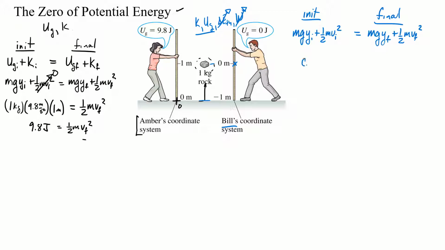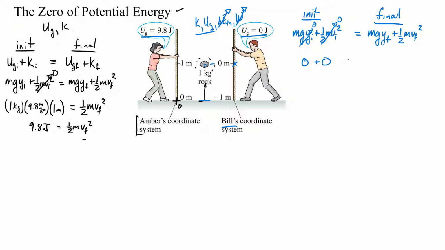He started at 0, so he has 0 gravitational potential energy and 0 initial kinetic energy. So he has 0 joules at the start. So that's a big kind of curiosity. He says at the start of this whole process, when that rock's up at 1 meter above the ground, there's no energy in the system. There's no kinetic energy because it's not moving. There's no gravitational potential energy. Whereas Amber says there's 9.8 joules of energy. And this may seem like a contradiction, right?